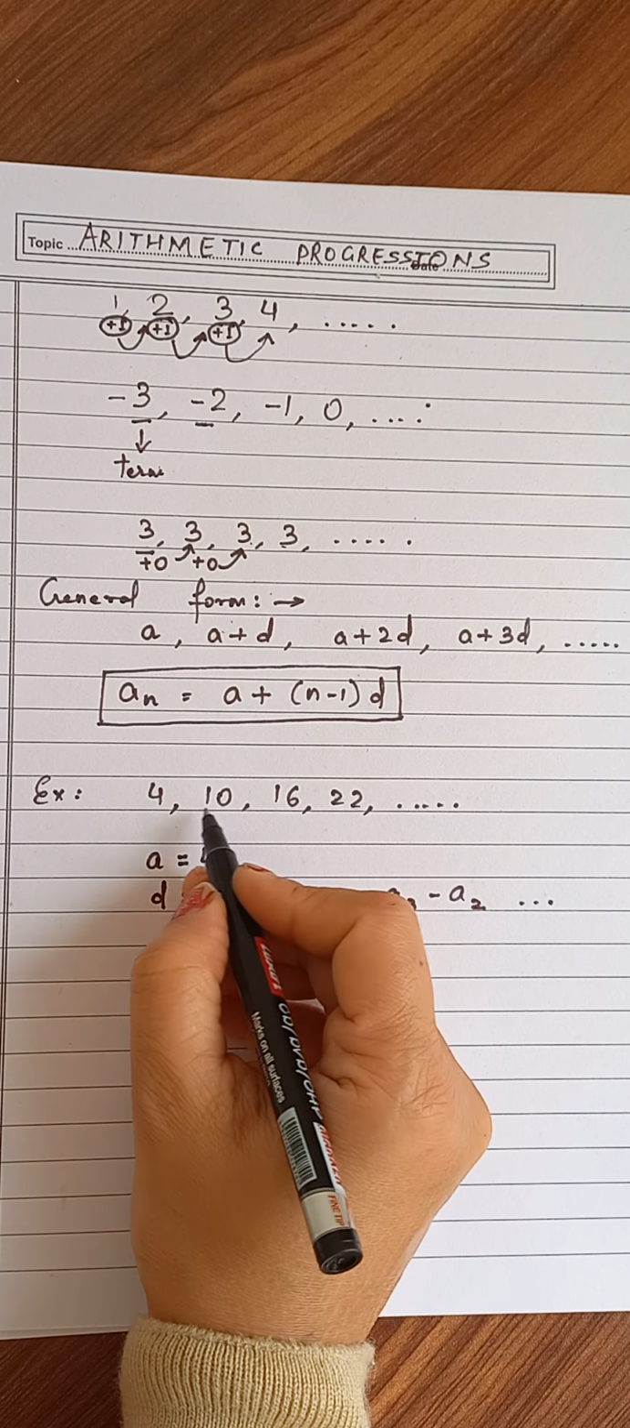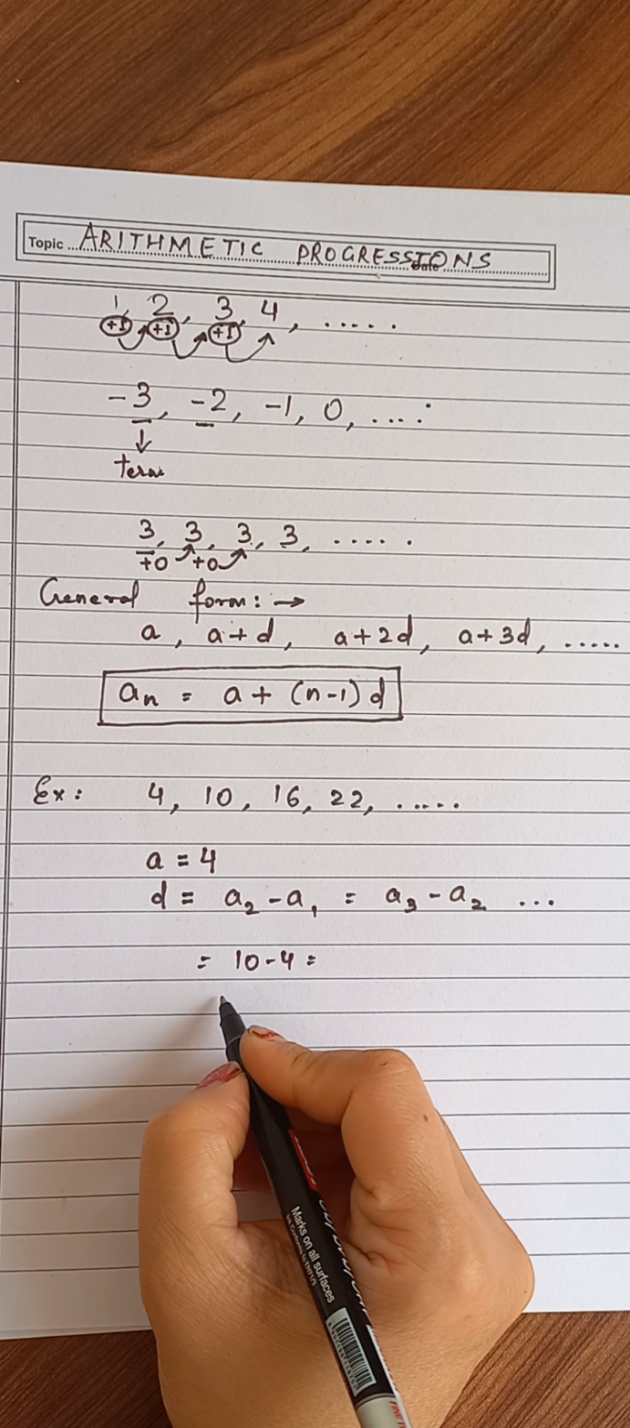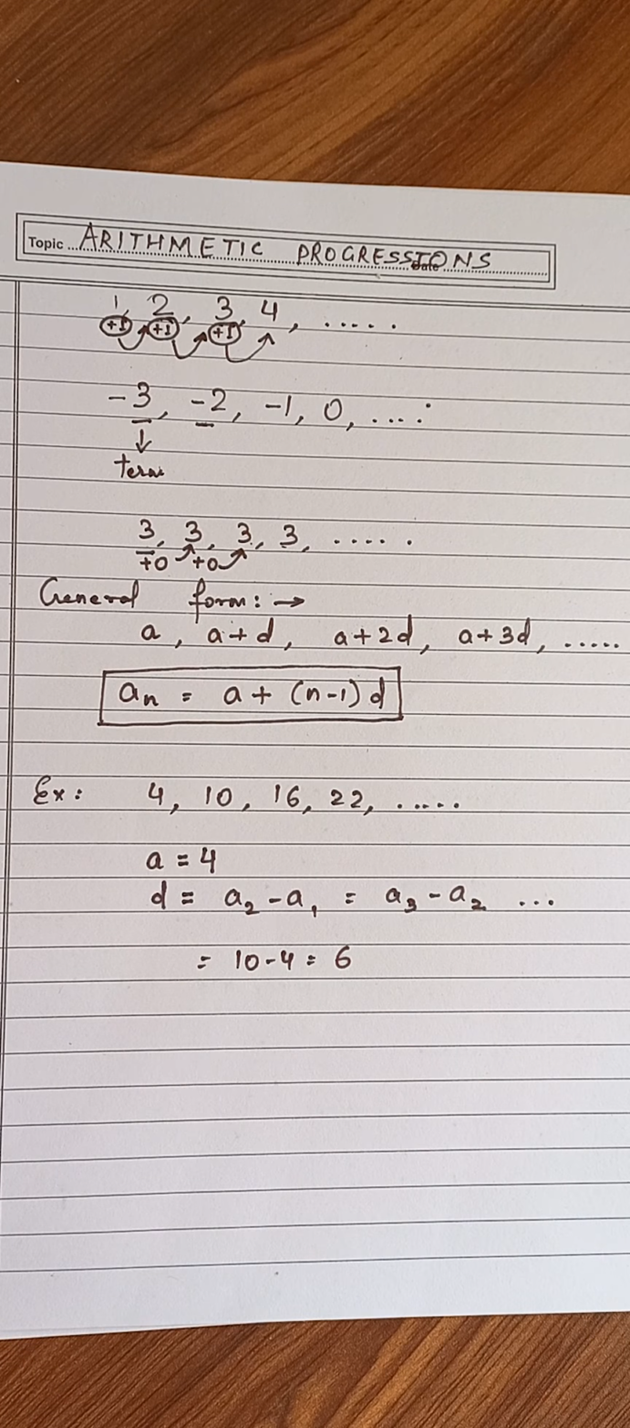So let's do that. 10 minus 4, that is equal to 6. So the common difference is 6 here, provided that it is given in the question that this is a sequence of AP. So here A is given, D you can find out by calculating it. That's how, if you are provided with some AP, you can find out the first term and the common difference.